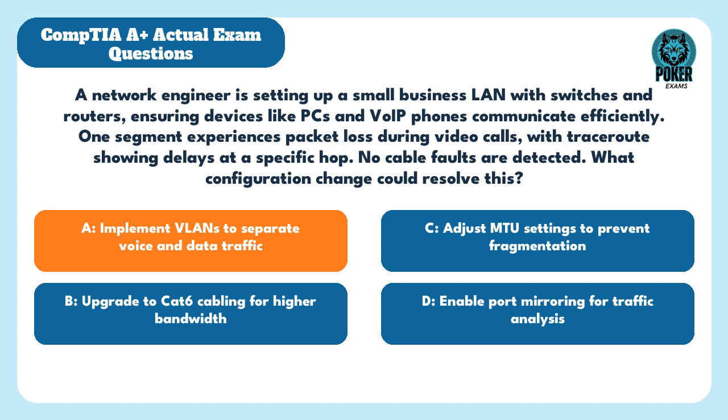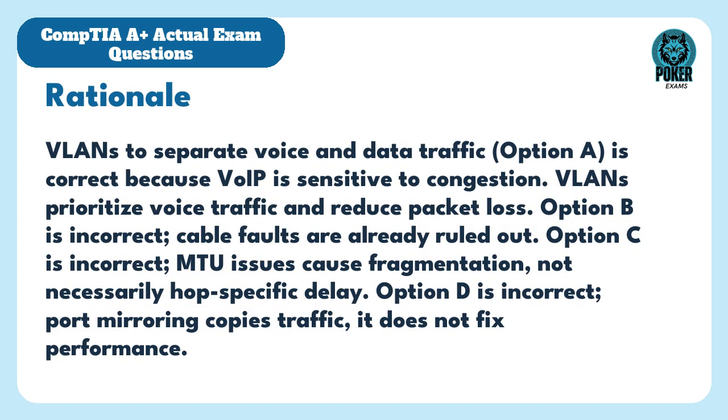The correct answer is A. Rationale. VLANs to separate voice and data traffic, option A, is correct because VoIP is sensitive to congestion. VLANs prioritize voice traffic and reduce packet loss. Option B is incorrect. Cable faults are already ruled out. Option C is incorrect. MTU issues cause fragmentation, not necessarily hop-specific delay. Option D is incorrect. Port mirroring copies traffic, it does not fix performance.